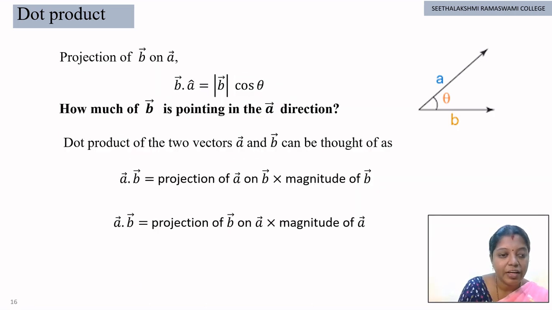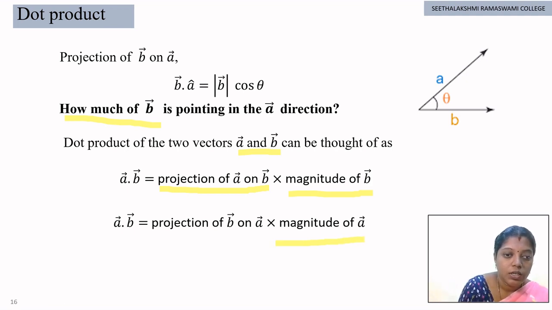In a similar way, the projection of b on a is b dot a hat, that is mod b cos theta. So this represents how much of the b vector is pointing in the direction of the a vector. So now we come to the point, what does a dot b represent. A dot b actually represents the projection of a on b multiplied by the magnitude of b, or the projection of b on a multiplied by the magnitude of a.